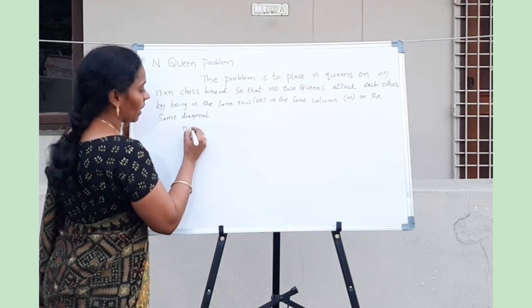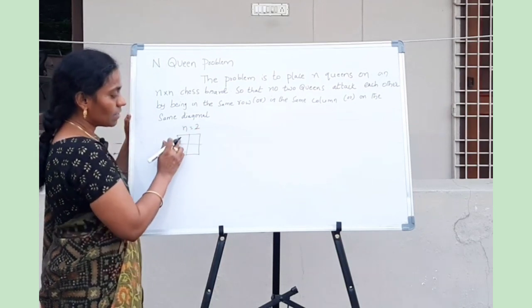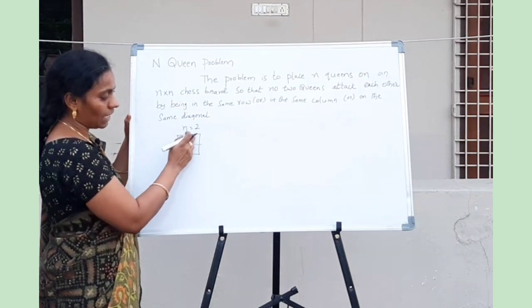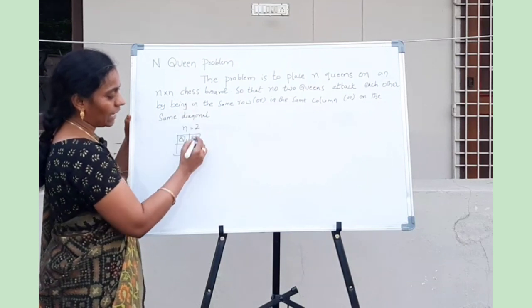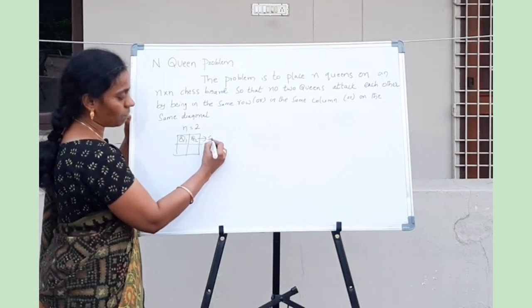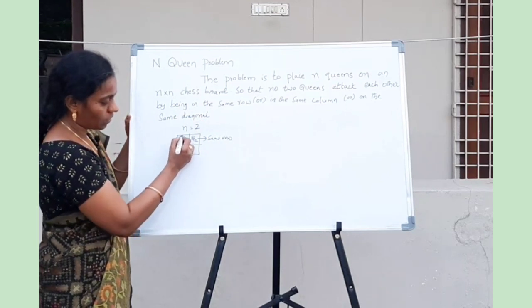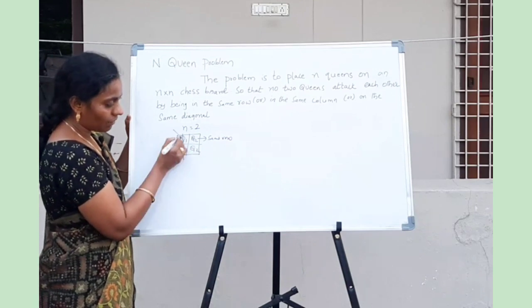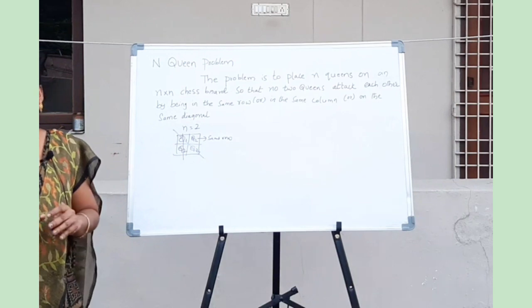For n equals 2, you have to take a 2 by 2 matrix. Now we have to place queen 1 here. The only possibilities are for queen 2: if you place it here, it violates your constraint because it will be in the same row. If you place queen 2 here, it will be in the same column, and if you place queen 2 here, it will be on the same diagonal. So there is no solution for 2 queens.